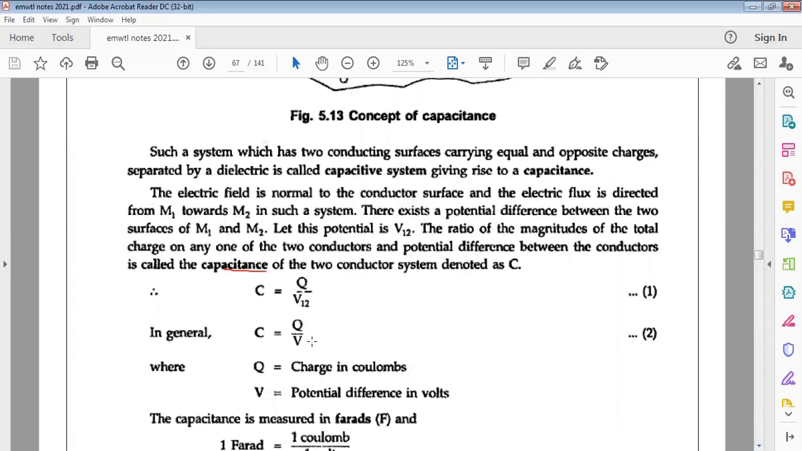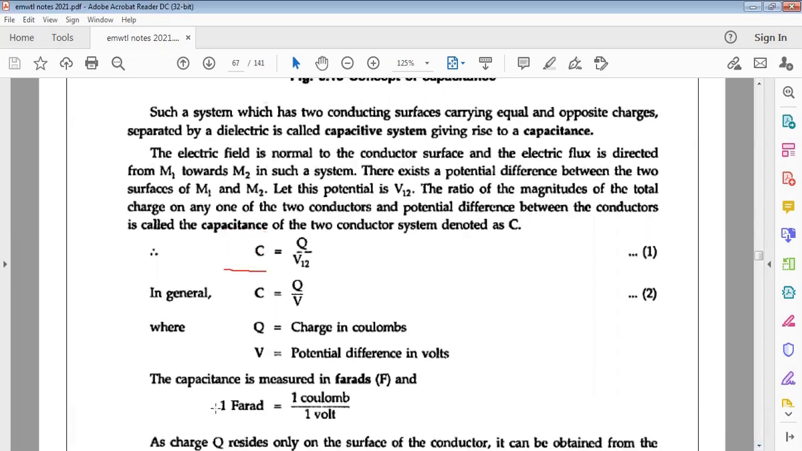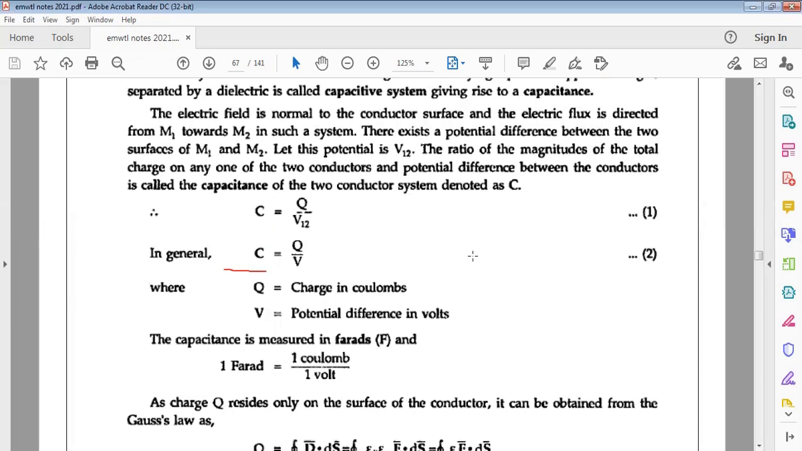In general, C is equal to Q by V, where Q is the charge in coulombs and V is the potential difference in volts. So 1 farad is equal to 1 coulomb per volt. That is the farad, the unit of capacitance. C is equal to Q by V.